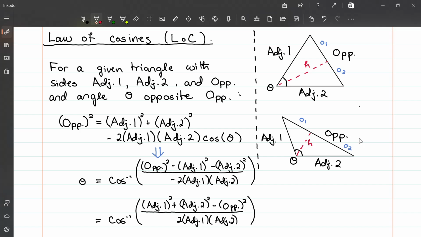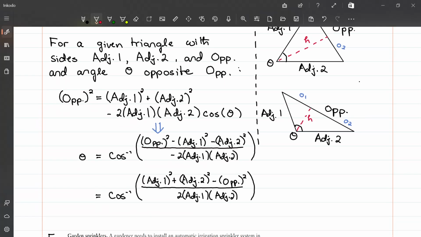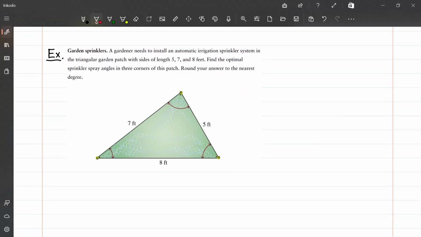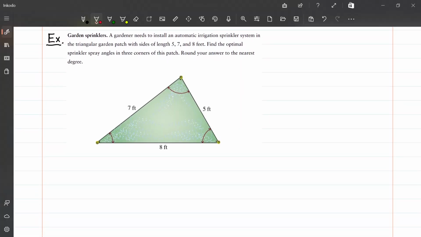In any case, since our next goal is to actually get through some problems, let's get through some problems, the first one of which is below. It's a little bit small, but we are apparently placing garden sprinkler heads. We know the distance between the garden sprinklers are going to be 5 feet, 7 feet, and 8 feet in order to get this triangular region, and we want to find the optimal sprinkler spray angles for these corners.